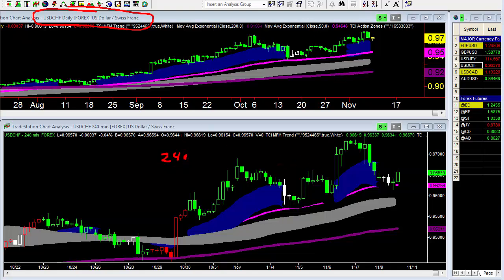Obviously on the daily and the 240, the trend has been up. The trend has been up for a long time on that daily. And on the 240, we switched up about Halloweenish, on October 30th, we changed up. We've had a couple of pullbacks, pulling back for our second pullback right into that 50 exponential moving average.